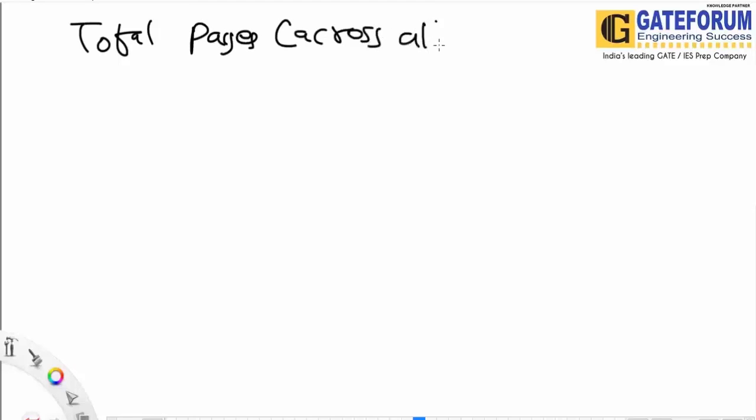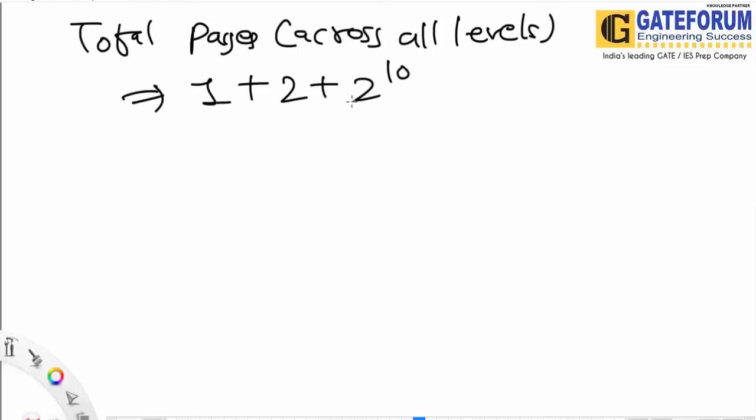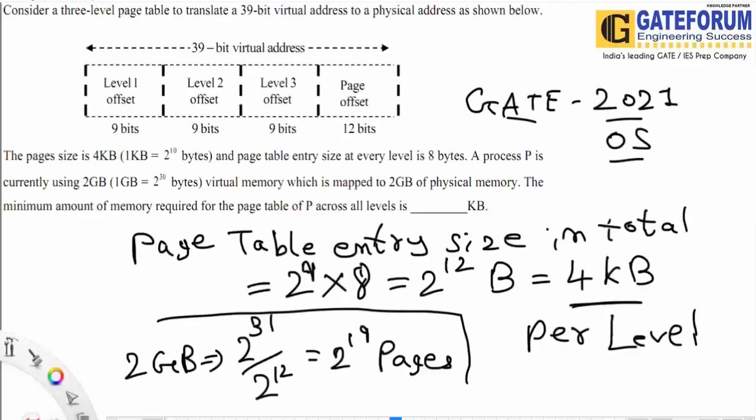So the total number of page tables we require: if you take the total page tables across all levels, it would be 1 for level 1, 2 for level 2, and 2 raised to 10 for level 3. So this is how we get the total number of page tables. 2 raised to 10 is 1024, so 1027 page tables. And we had already checked that one page table entry size is 4 bytes.